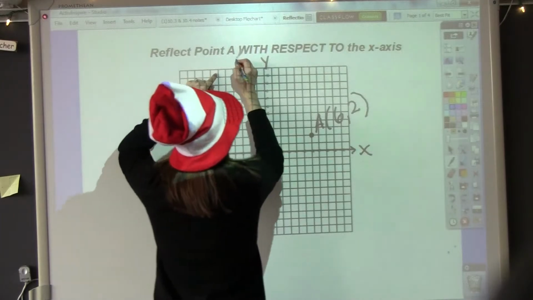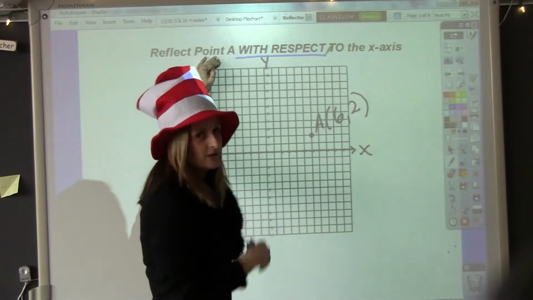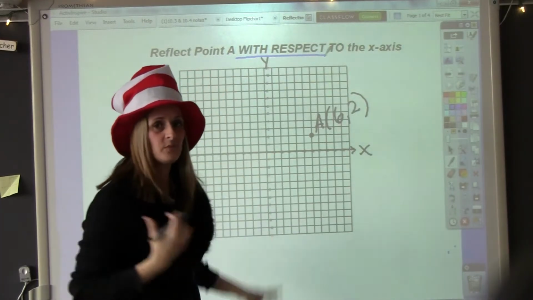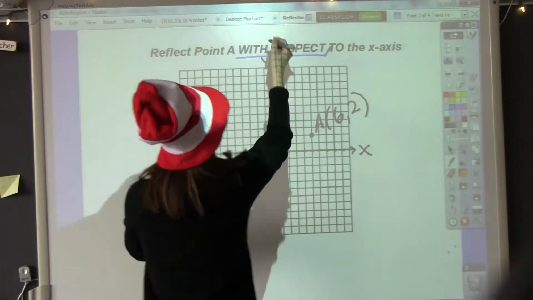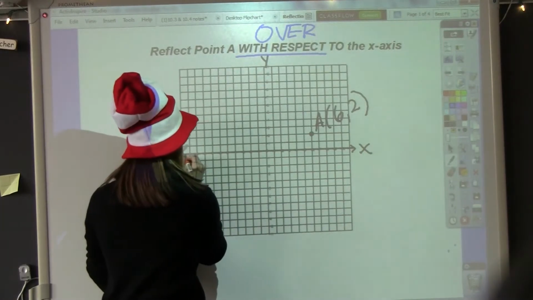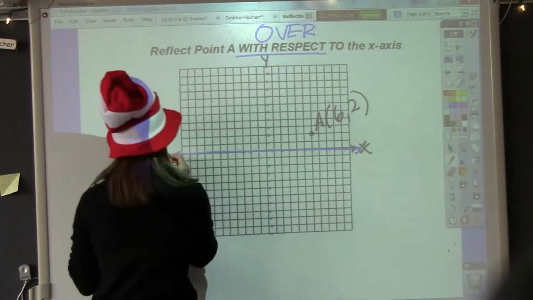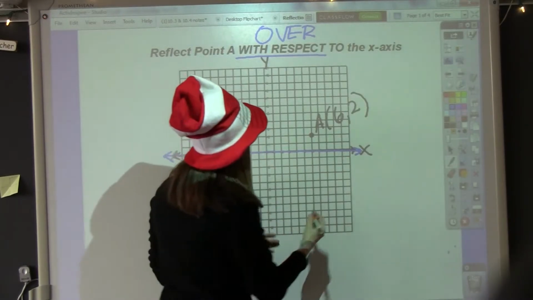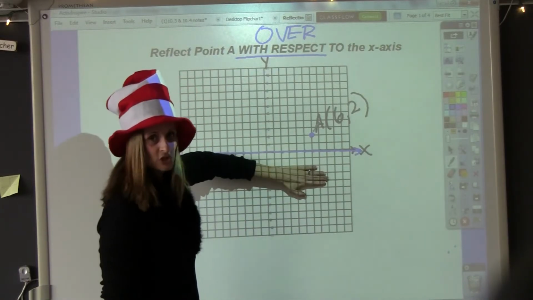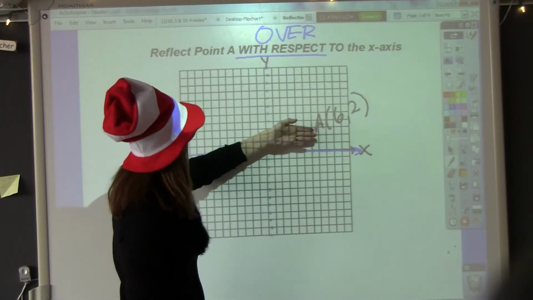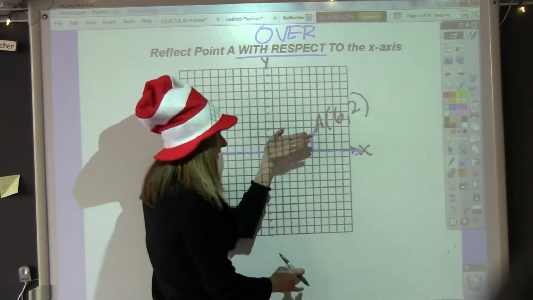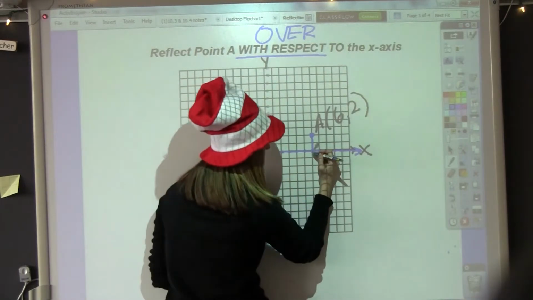So first thing we do is these words here. When you're reflecting a point or an image with respect to the x-axis or the y-axis, "with respect to" just means over. So let's draw our line of symmetry, our line of reflection. How far away is this point from our line of symmetry, from the line that we're reflecting over? It's currently 1, 2 away. When we reflect it over the line, it's going to be 1, 2 away.